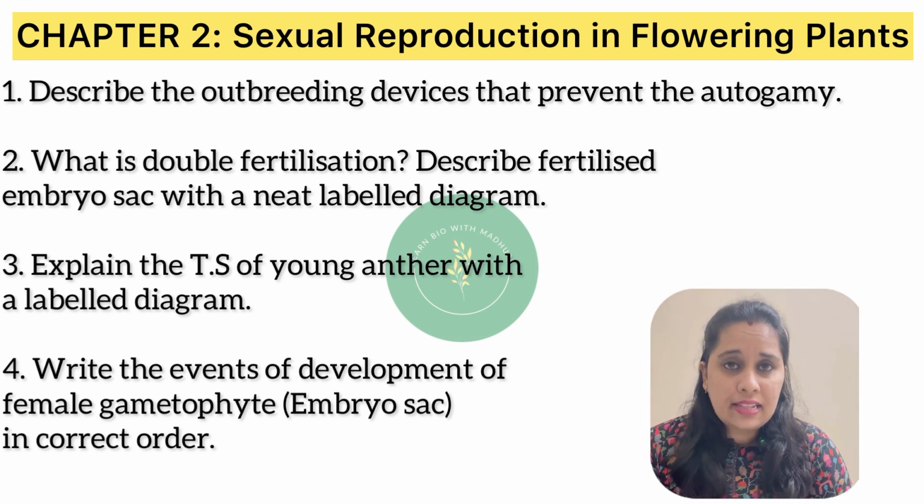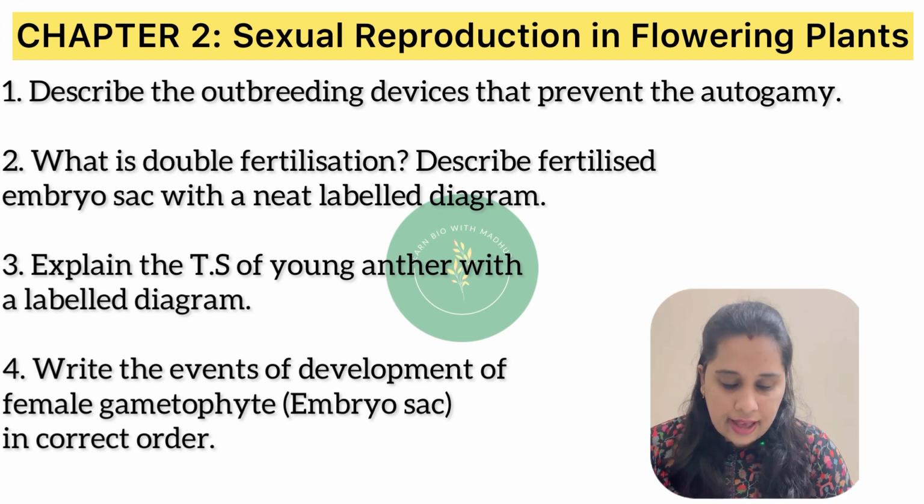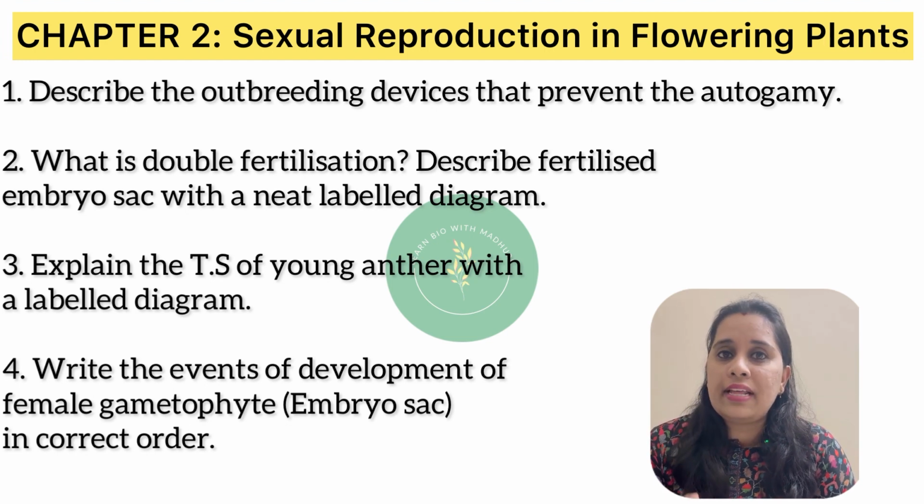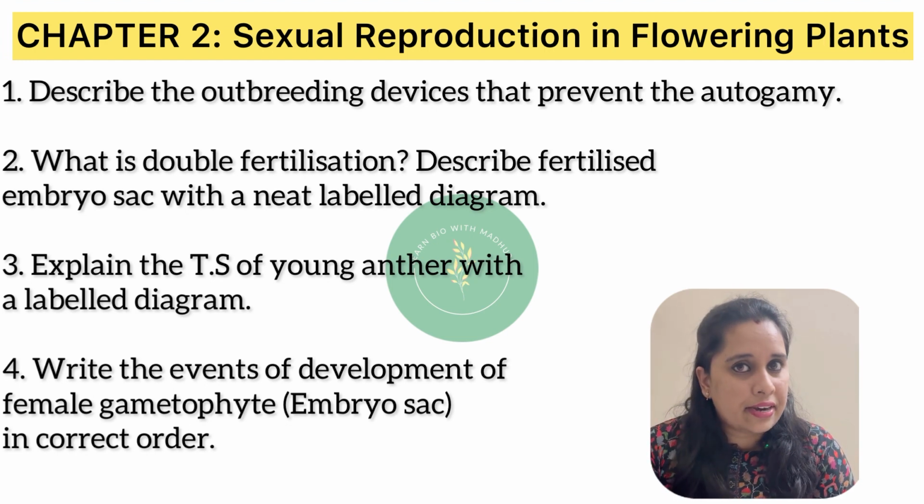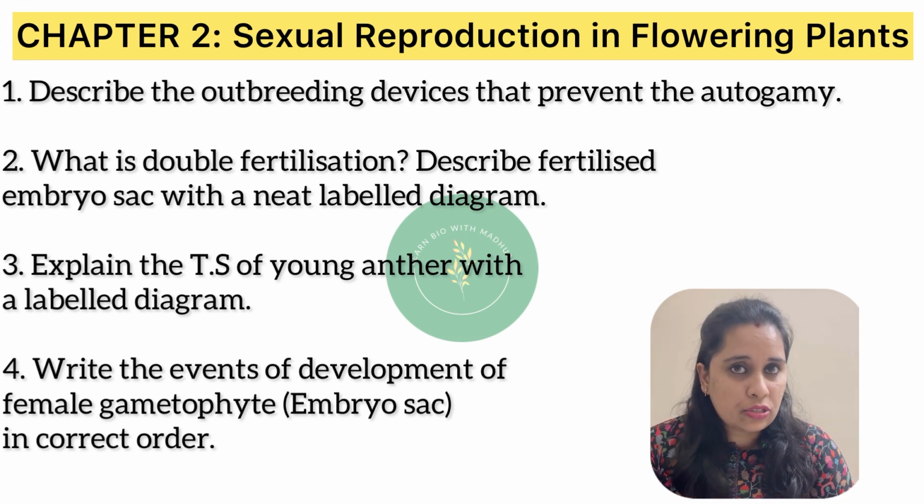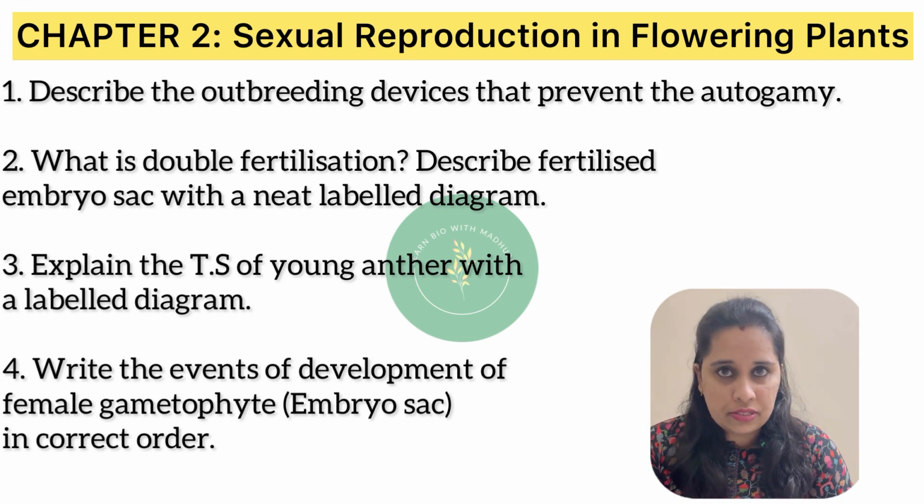Third one, explain the TS. TS means transverse section of a young anther with a labeled diagram. So here, when you're drawing the labeled diagram from the NCERT textbook, the labelings are very important. Okay, please note this down. And also the explanation along with it, you shouldn't miss it.